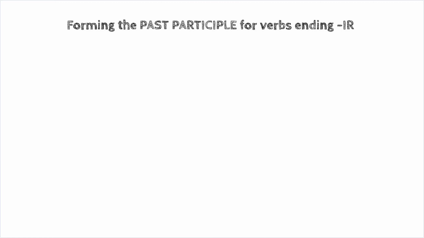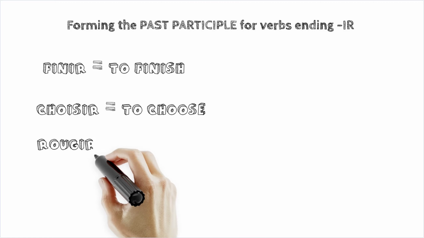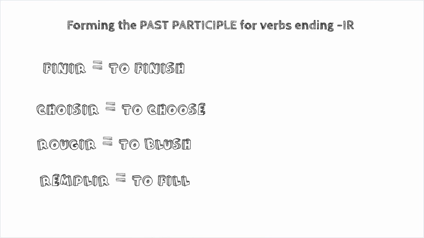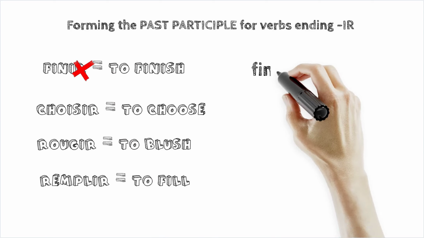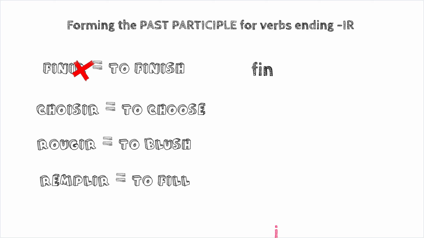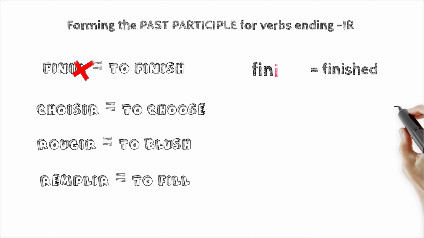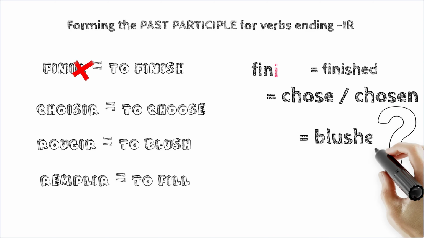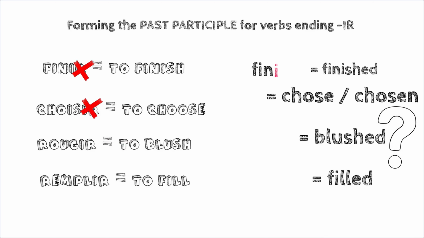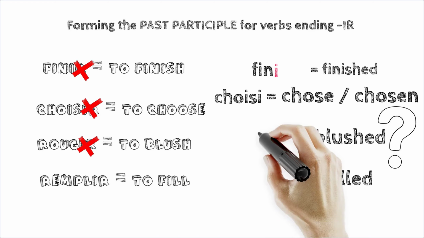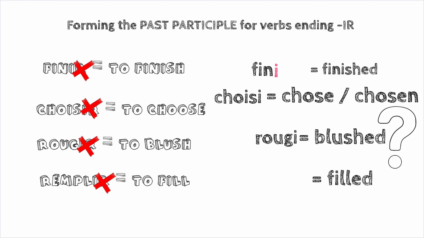Verbs that end in IR in French, like finir, to finish, choisir, to choose, rougir, to blush, and remplir, to fill. This time we're going to take off the IR and we're just going to add an I. So finir becomes fini, finished. So if we want to say chose or chosen, blushed or filled, we change choisir to choisi, rougir to rougi, and remplir to rempli.